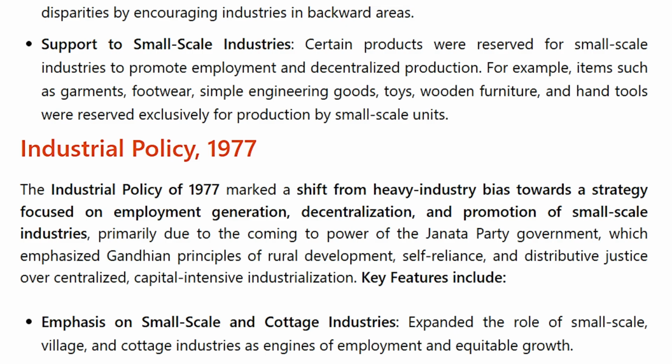The industrial policy of 1977 marked a shift from heavy industry bias towards a strategy focused on employment generation, decentralization, and promotion of small-scale industries, primarily due to the coming to power of the Janata Party government, which emphasized Gandhian principles of rural development, self-reliance, and distributive justice over centralized, capital-intensive industrialization. Key features include emphasis on small-scale and cottage industries: expanded the role of small-scale, village, and cottage industries as engines of employment and equitable growth.